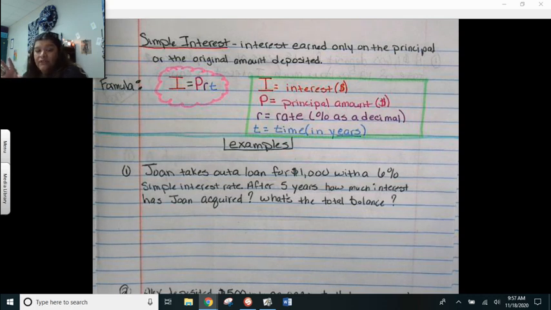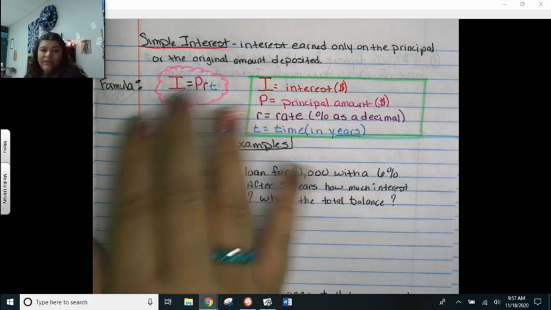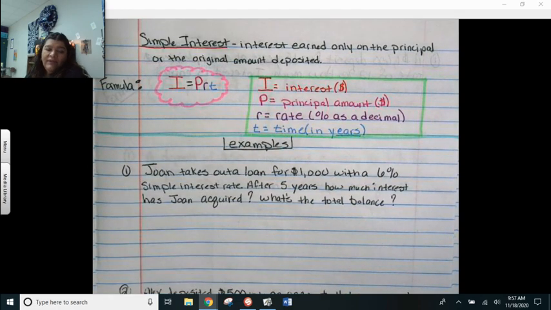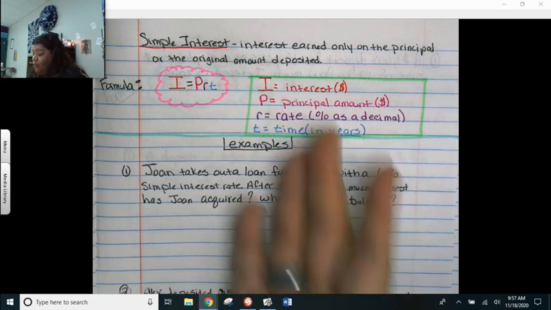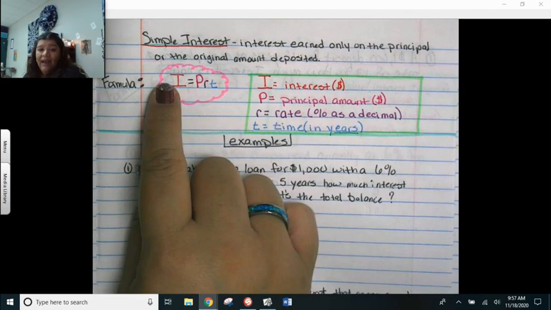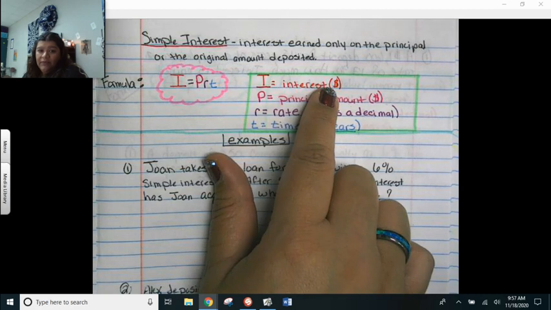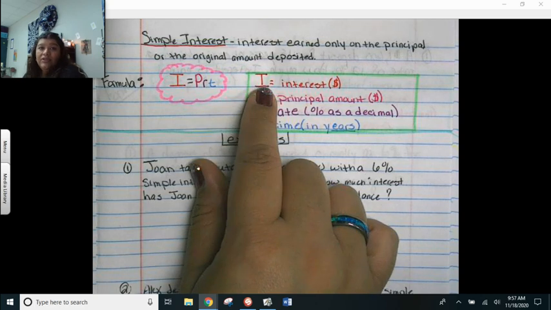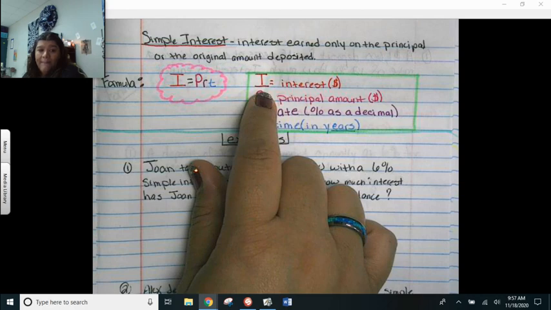It is on our formula chart for the 7th grade STAR. The formula given to you will say simple interest. The formula is I equals PRT. Every variable stands for something, so I have them right here for you. I is the interest, and it's in money. Interest is how much money you earned, so that's your interest amount.